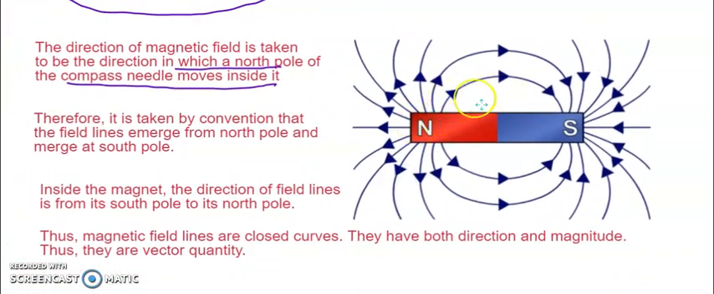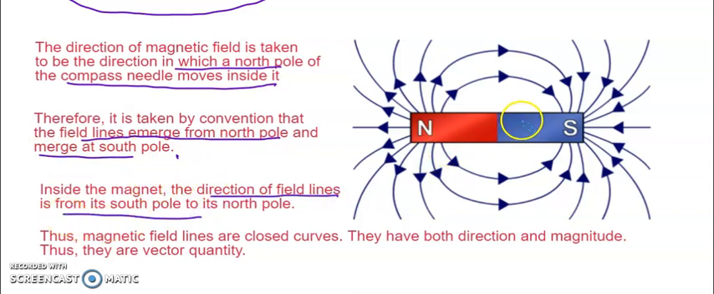Even in this figure, they have shown it's coming out from the north and moving towards the south. Therefore it is taken by convention that the field lines emerge from the north pole and merge at the south pole. Inside the magnet, the direction of the field lines is from south to north. It moves in this direction.